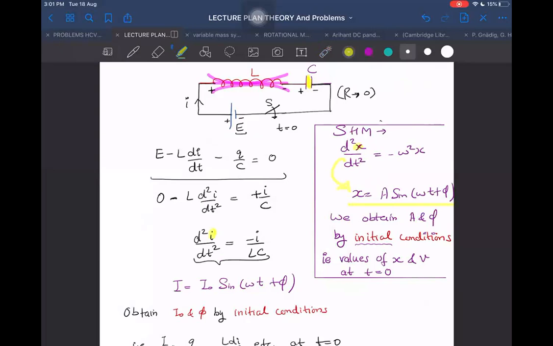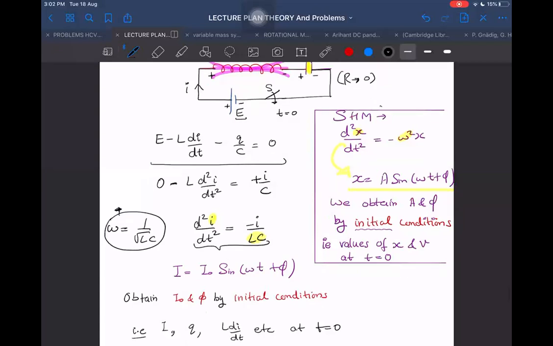And 1 upon LC is equivalent to what? 1 upon LC is equivalent to omega square. So what is omega here? Omega will come out to be 1 by root of LC. This is called the frequency of oscillations. On the right hand side, it is the angular frequency of oscillation, and on the left hand side in SHM, it is the angular frequency of SHM.